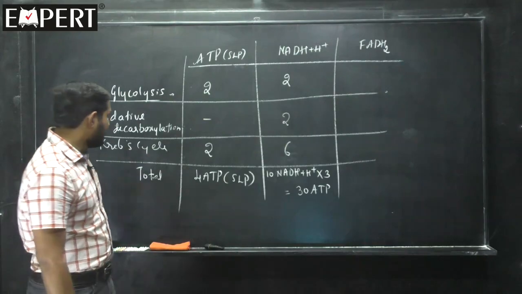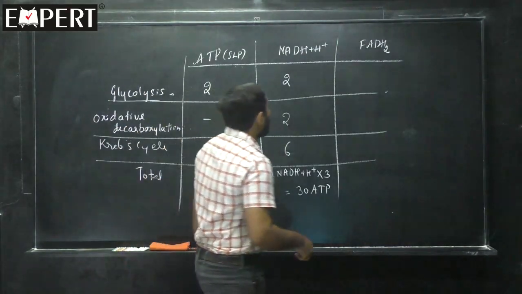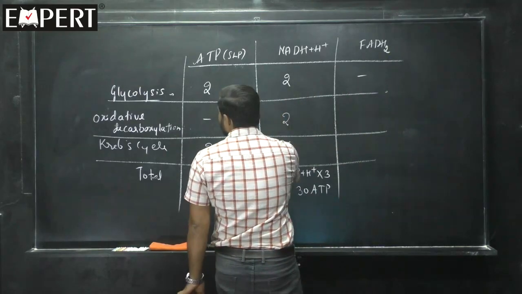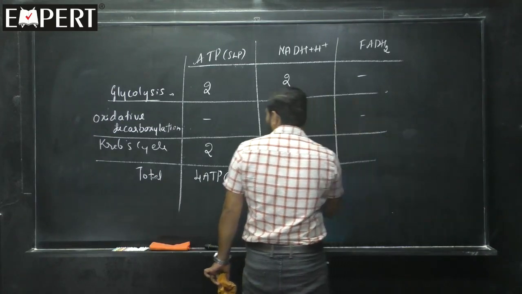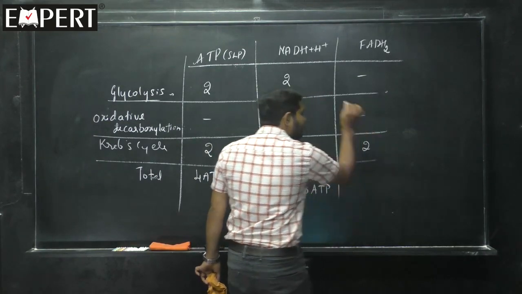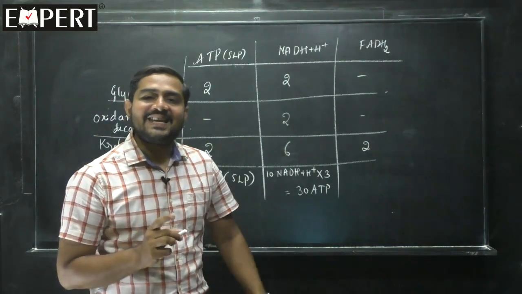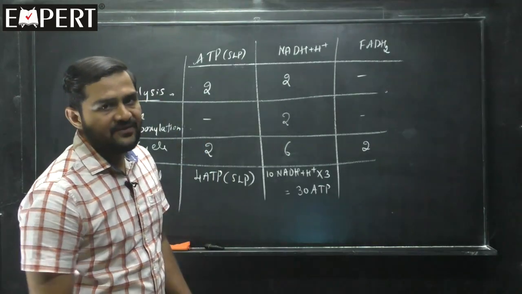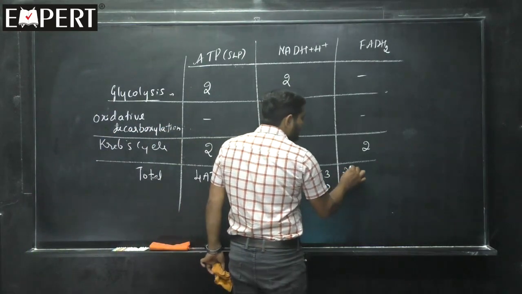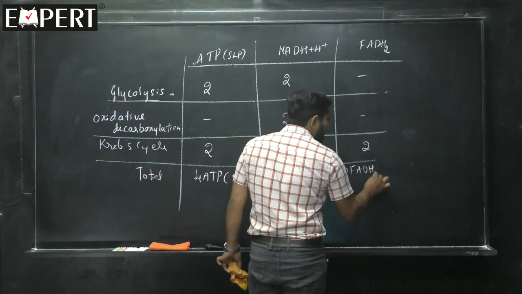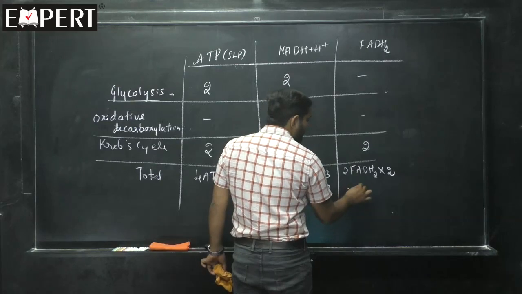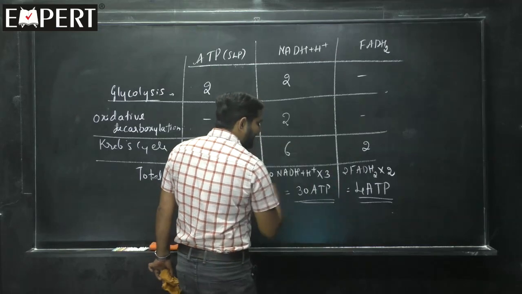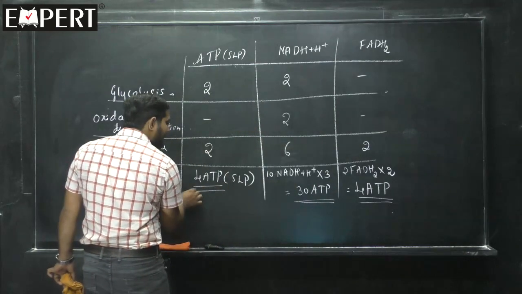Clear, right? 4 ATP already we have here. How many FADH2 in the case of glycolysis? 0. In oxidative decarboxylation? 0. In Krebs cycle? 2. In which place? When succinic acid becomes fumaric acid with the enzyme succinate dehydrogenase, those two FADH2 form. So I will write here 2 FADH2 into 2, so it becomes 4 ATP. So 4 ATP there, 30 ATP here, 4 ATP here, students.